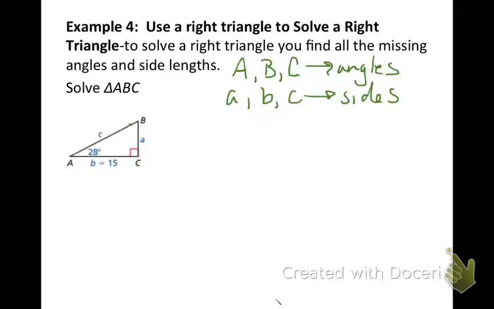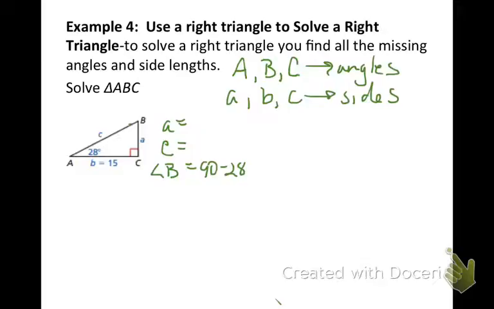So we have this triangle, and when it says solve, that means we want to find all of the missing side lengths and angle measures. So let's just start with the side lengths. We're missing side A and side C. We're missing angle B, and we know everything else. So we can start with angle B. It might be the easiest for us.